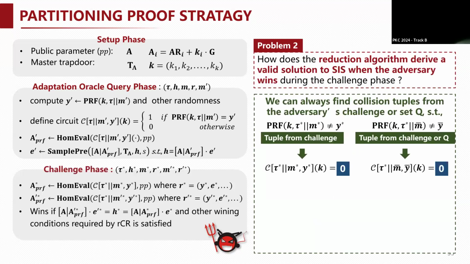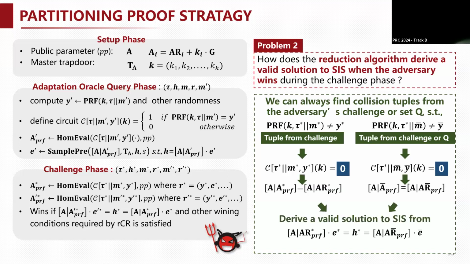As for the second problem, the winning conditions make sure that we can always find collision tuples from the adversary's challenge or the set Q, such that the circuit C evaluates to 0. Consequently, we can derive a valid CIS solution from these tuples and solve the second problem.